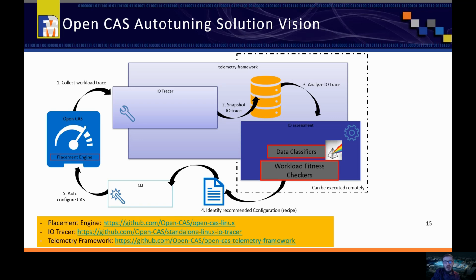Then we can reconfigure our cache, and starting from this point, our placement engine is able to distribute the workload across two tiers. The first one is Optane and the second one is QLC. Below, there are links to our tools which we built in order to make this algorithm work in our storage stack.